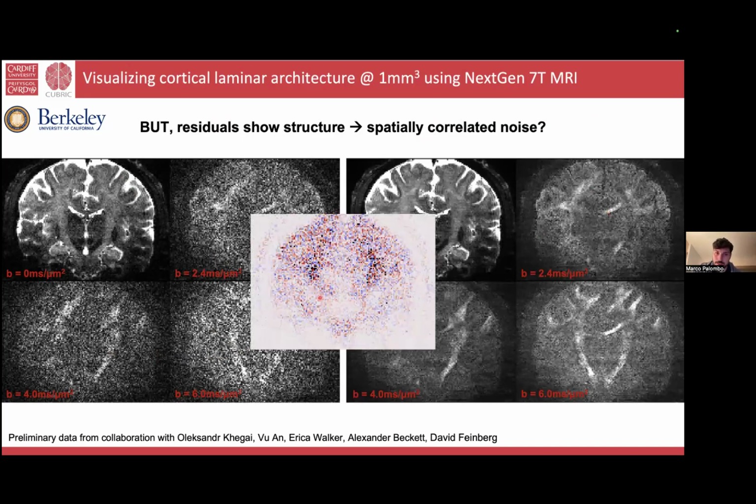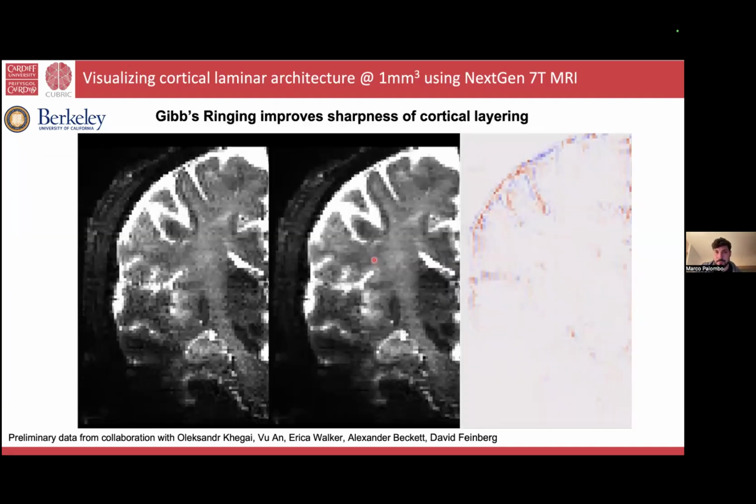However, we noticed that there is structure in the residual. This is the residual, the difference between the denoised data and the raw data. And this residual suggests that there is spatially correlated noise. So we can improve the denoising further, trying, for example, tensor MPPCA, which has been developed for this kind of noise. So this is going to be our next step.